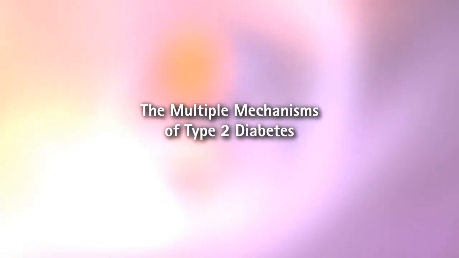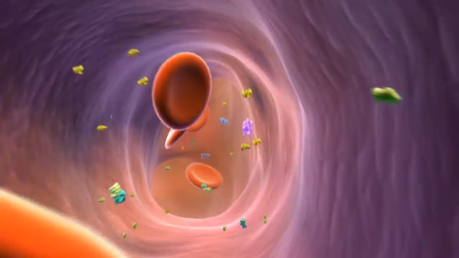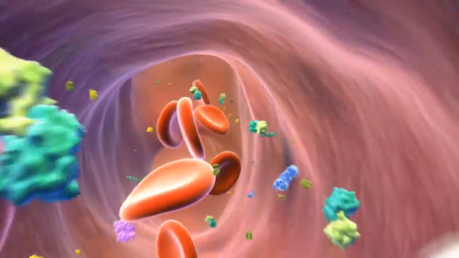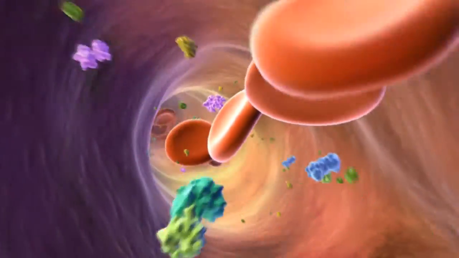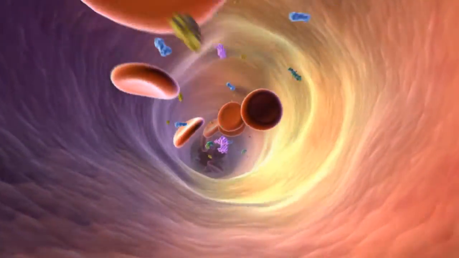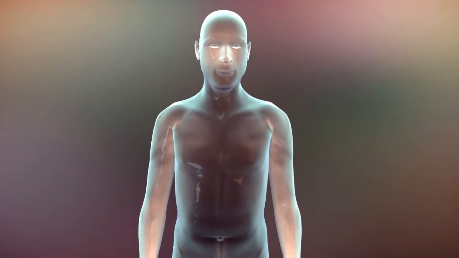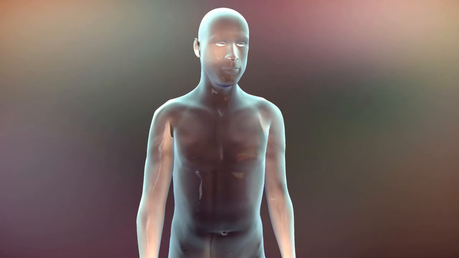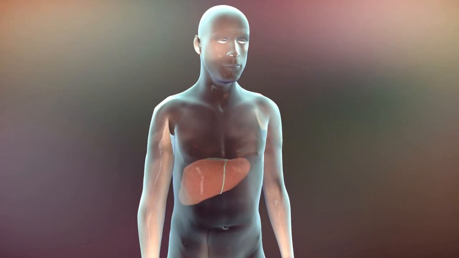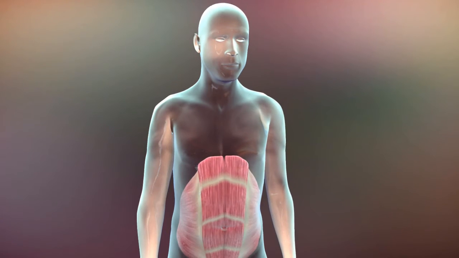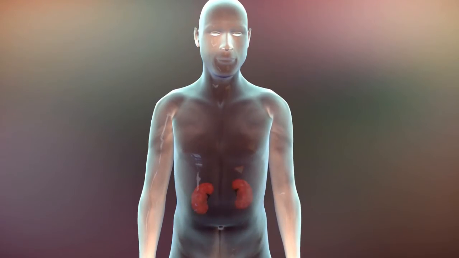The multiple mechanisms of type 2 diabetes. Ongoing research suggests that careful attention to all of the mechanisms involved in glucose homeostasis may lead to new insights and novel interventions in the treatment of type 2 diabetes. Blood glucose levels are affected by a number of key organs that regulate the entry and removal of glucose from the blood: the intestine, liver, pancreas, skeletal muscle, brain, adipose tissue, and the kidneys.